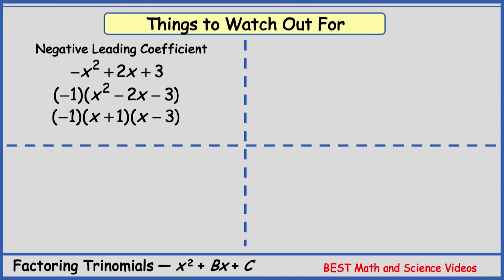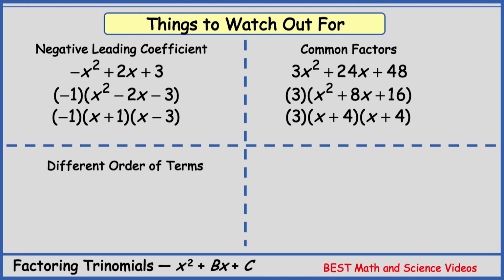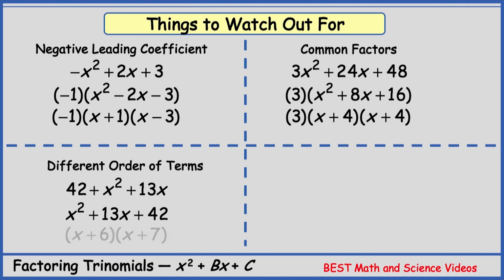Another thing to watch out for is a common factor in the trinomial. For example, look at the trinomial 3x squared plus 24x plus 48. Notice that each term can be divided evenly by 3, so factor out the 3 and then factor the remaining trinomial as before. You might also see a trinomial with a different order of terms. Before you factor, always reorder with the x squared term first, then the x term, and finally the constant. Then factor as usual.